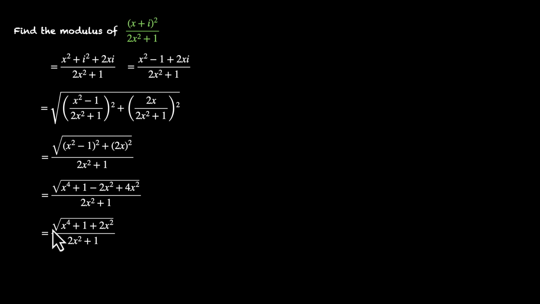Now within the square root, this becomes a² + b² + 2ab, which means it's (x² + 1)². And we can cancel the square with the root. We have x² + 1 in the numerator and 2x² + 1 in the denominator. So this is the mod of this expression.